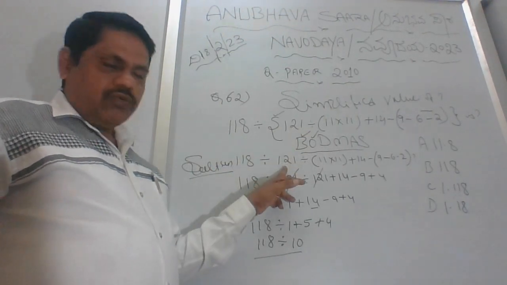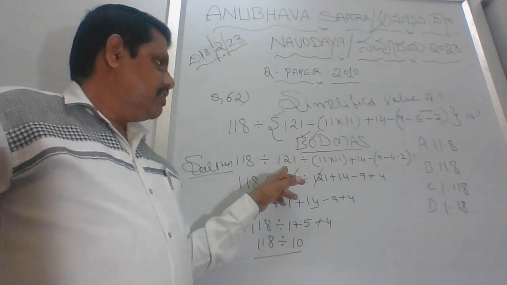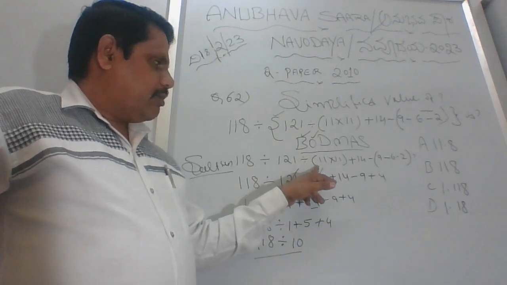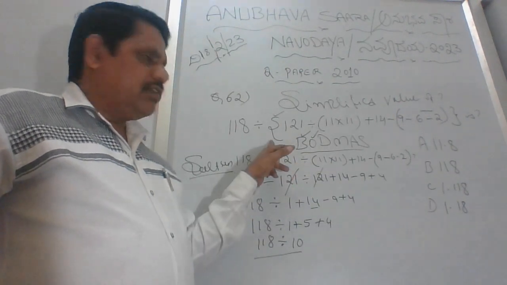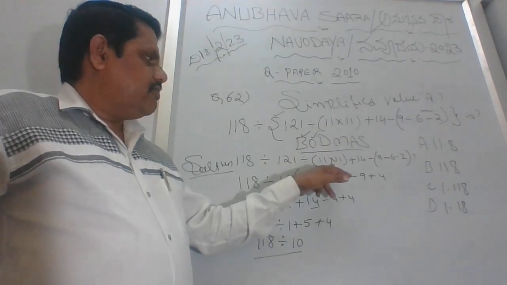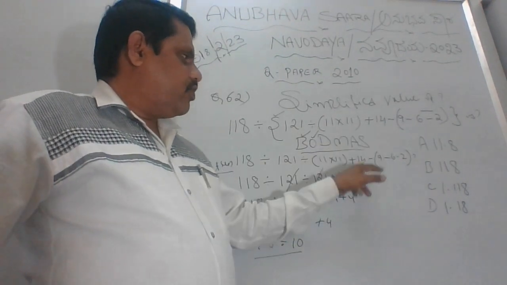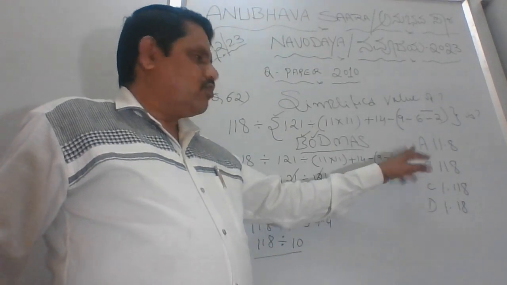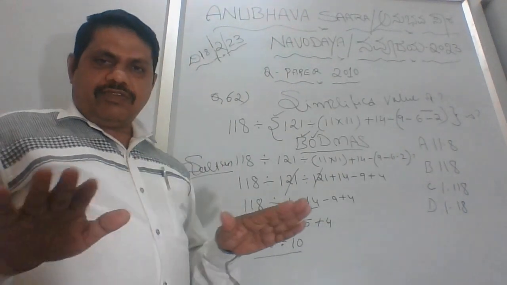I am keeping 121 as it is. Again, my sign will be divided by. Again, I am not going to remove this because I am removing only the flower bracket. Okay, I will just write it down as it is, plus again 14, again minus 9 minus 6 minus 2. That means one step is clear.